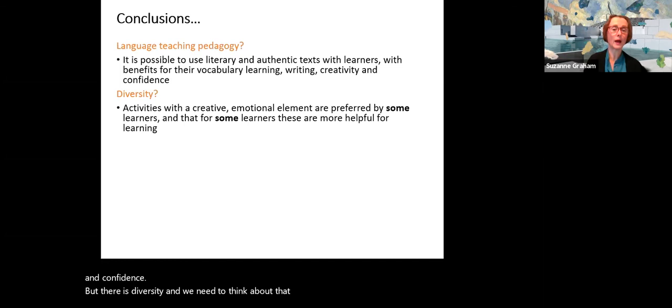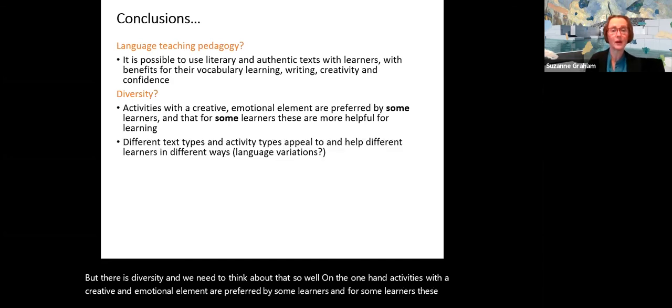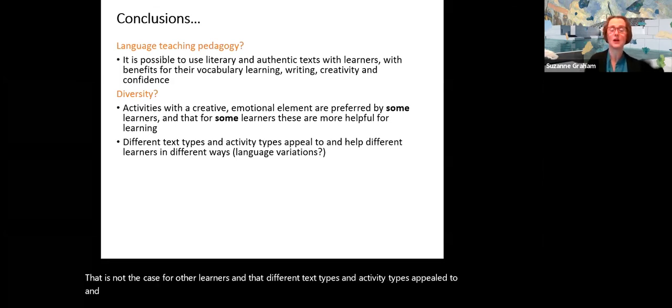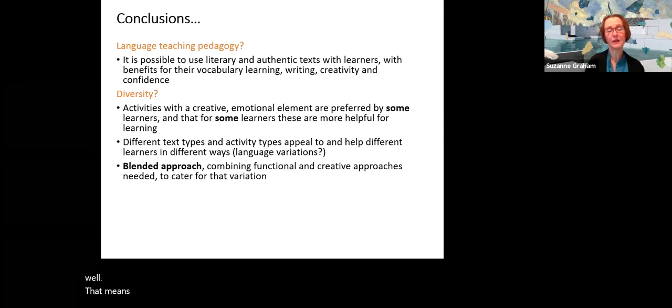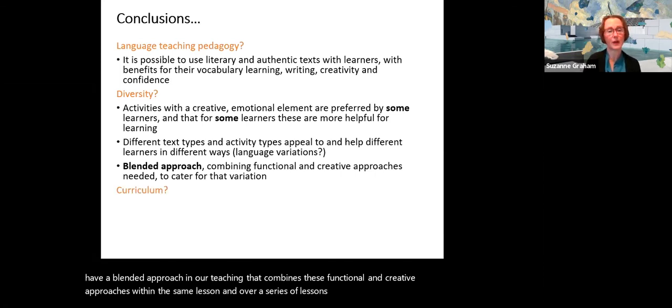So while on the one hand, activities with a creative and emotional element are preferred by some learners, and for some learners these are more helpful for learning, that is not the case for other learners, and different text types and activity types appeal to and help different learners in different ways, and that may also correspond to language variations as well. That means then, again, that it's really important, as I'm sure all teachers know anyway, that we have a blended approach in our teaching that combines these functional and creative approaches within the same lesson and over a series of lessons to cater for that variation.